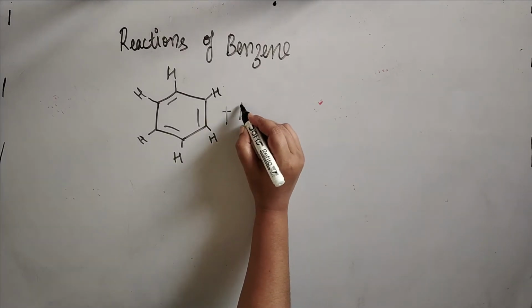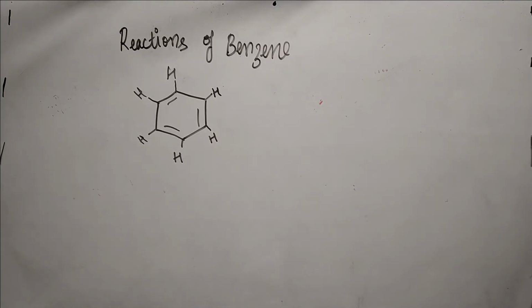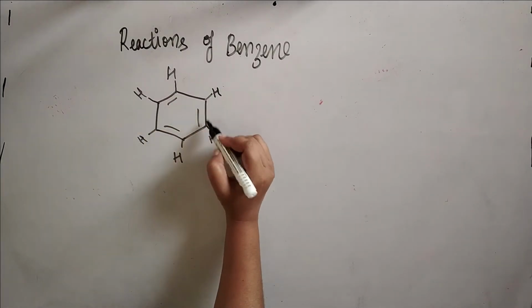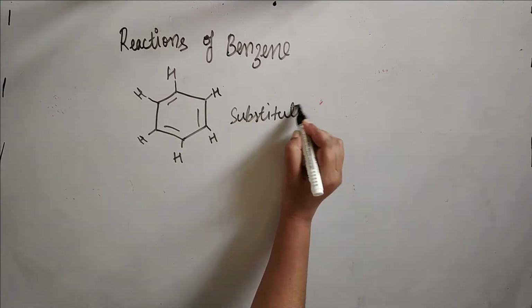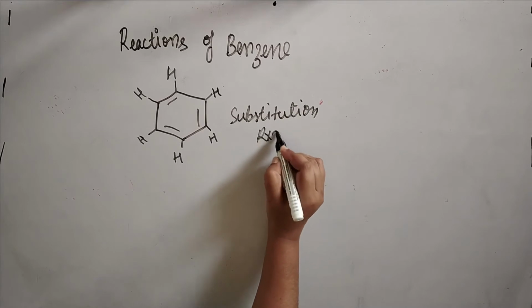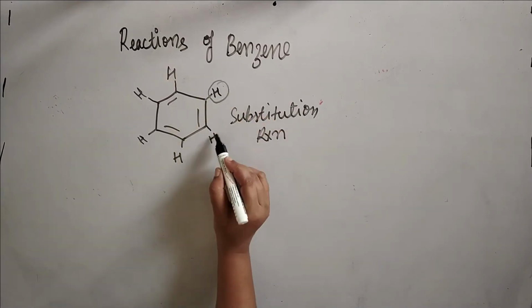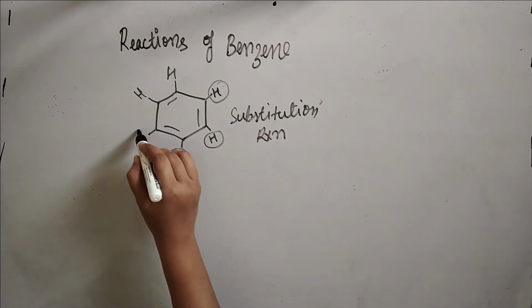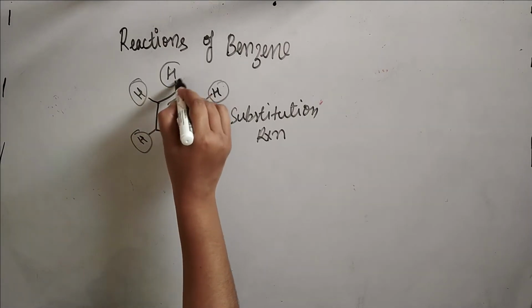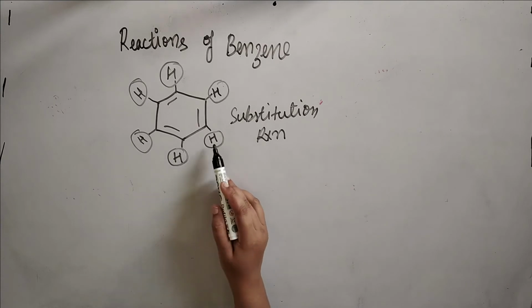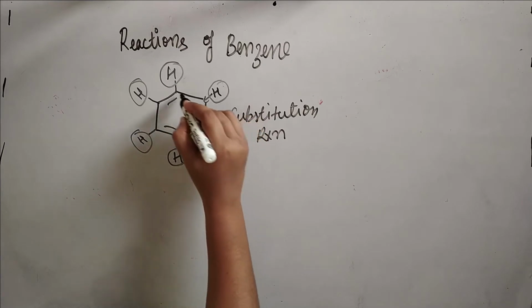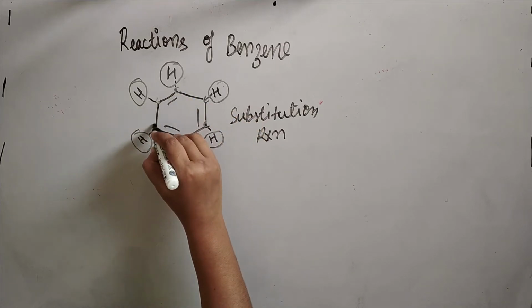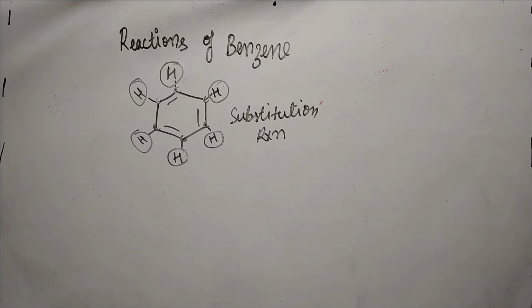So when benzene reacts with any compound, because of the presence of these hydrogens in the benzene, it gives the substitution reaction. In a substitution reaction, generally the attacking reagent will substitute the hydrogen present on the benzene ring. Here you can see all 6 positions have a carbon-hydrogen bond. When this hydrogen is substituted by another functional group, it is called a substitution reaction.